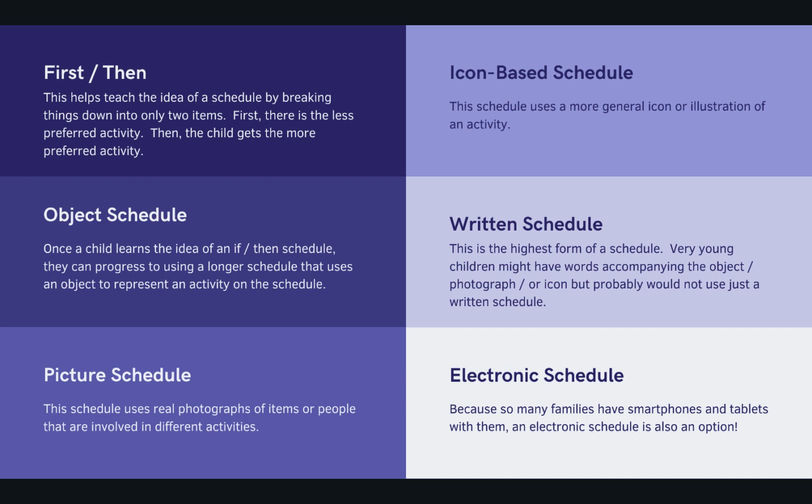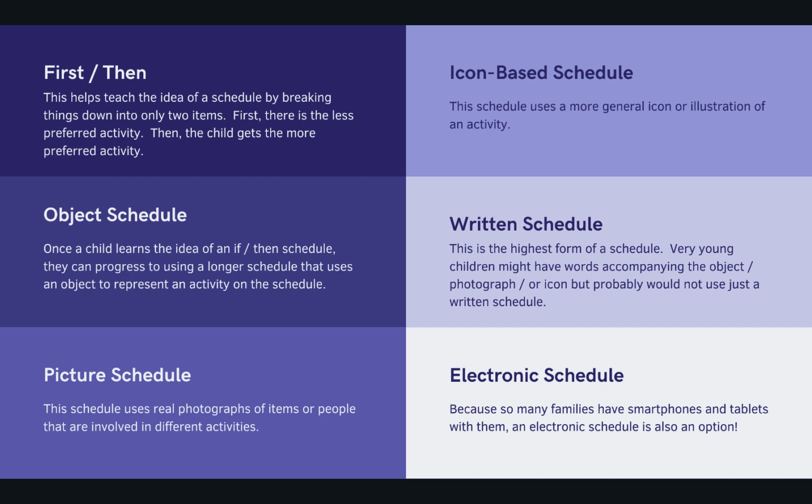Next, there is an object schedule. Once a child learns the idea of an if-then schedule, they can progress to using a longer schedule that uses an object to represent an activity throughout the day. Next, there is a picture schedule which uses real photographs of items or people that are involved in different activities.